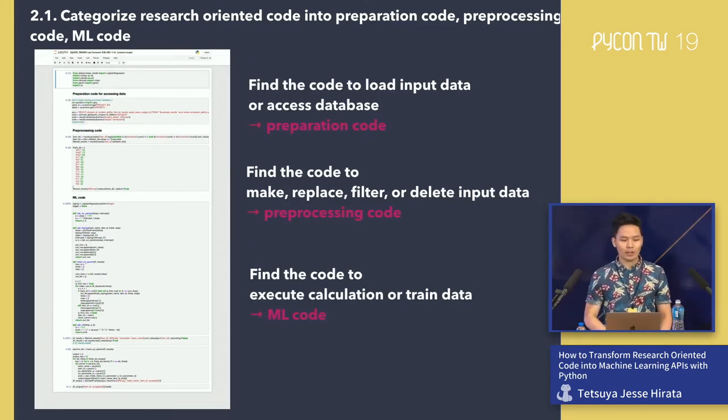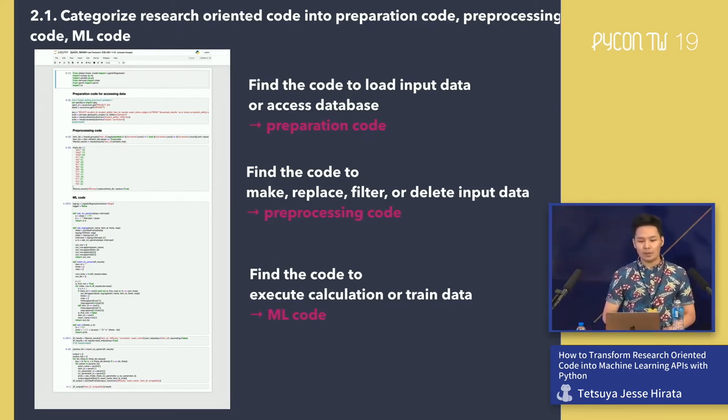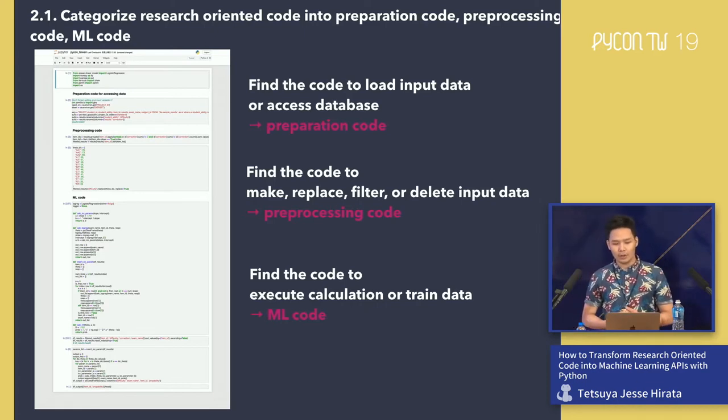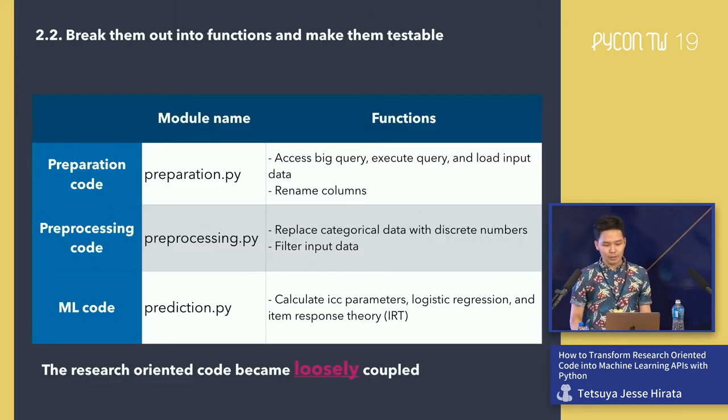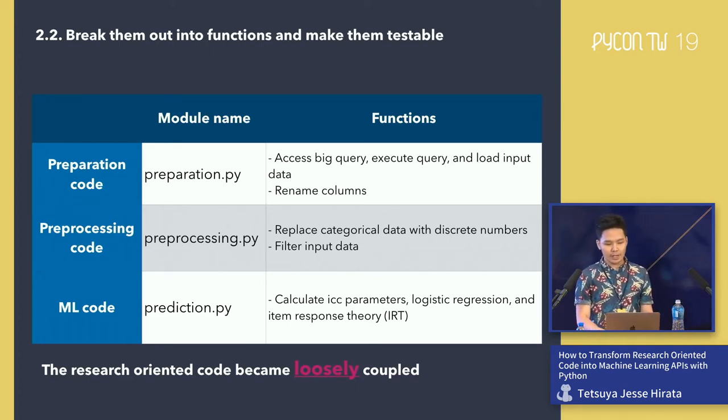In order to categorize this code, find the code that loads input data or accesses the database; it can be categorized as preparation code. Then find the code that makes, replaces, filters, or deletes input data; it can be pre-processing code. And find the code that executes calculation or trains data; it can be categorized as ML code. Now I could categorize the research-oriented code into preparation code, pre-processing code, and ML code, like the table on the slide. At the same time, we could get modules for each from one page of research-oriented code. So preparation.py has functions to replace.